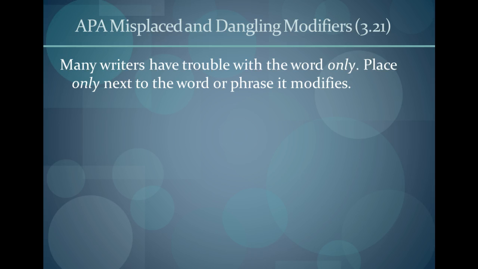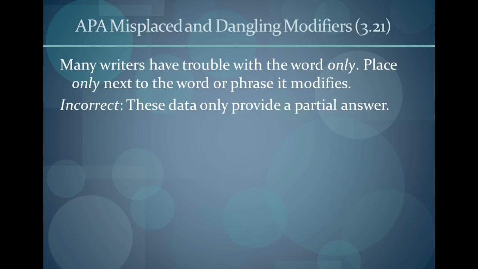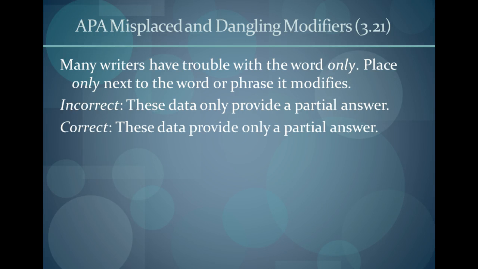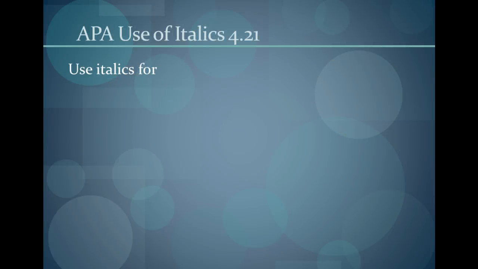If you include the word "only" within a sentence, make sure that you place it immediately next to the word or phrase that it modifies. So an incorrect usage would be, "These data only provide a partial answer." A correct version would be, "These data provide only a partial answer." So again, it's the idea that words that you're using to modify something need to be placed as closely as possible to that word.